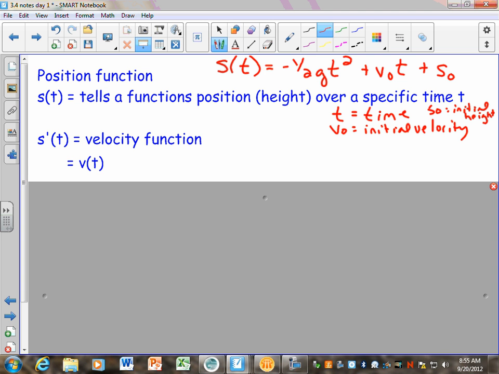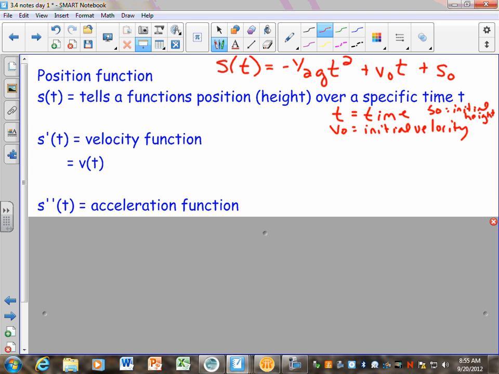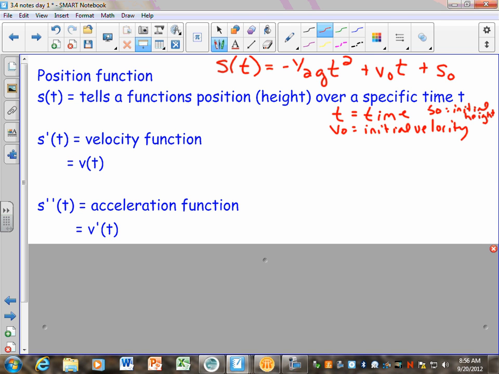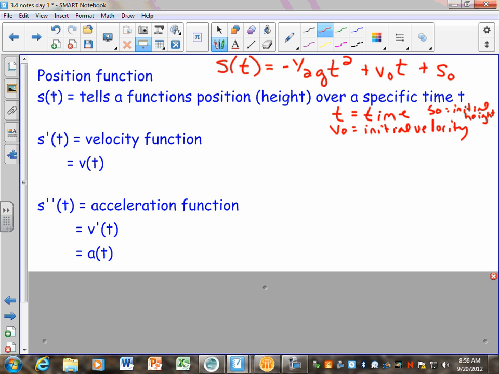And then guess what? If we take the derivative again, which we could write as the second derivative of the position function or just the derivative of the velocity function, that will give you the acceleration function. And so again, we can write that lots of ways. It's the second derivative of the position function, or the derivative of the velocity function, or just the acceleration function. So again, I feel like calculus is a whole lot of notation and knowing that all of those mean the same thing.